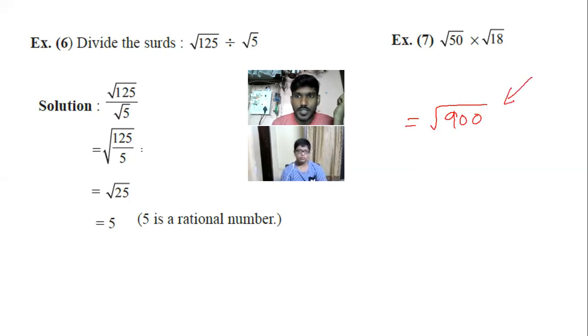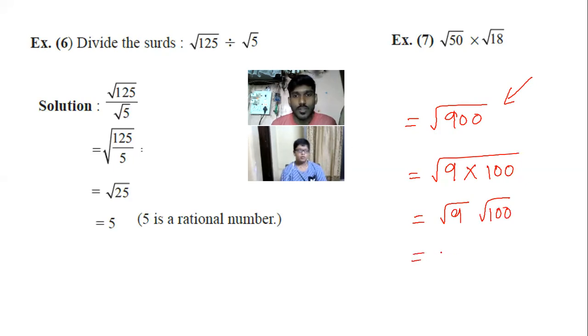But don't you think we can reduce this? 900, we can write it as 9 into 100. And now you separate the root 9 into root 100. And you know square root of 9. What is square root of 9? 3. And square root of 100? 10. And 3 into 10? 30. Your final answer, square root of 900 is 30.